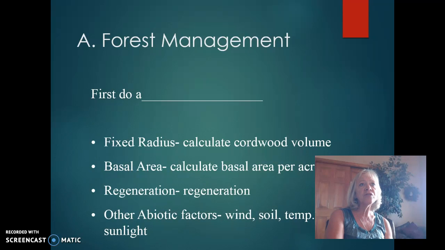So in order to manage the forest, first we do a fill in the blank. What do we do first to figure out what we need to do? We do a forest inventory. I hope you're all comfortable with how to do that. We'll do that up at Rocky Mountain National Park and give you one more experience.